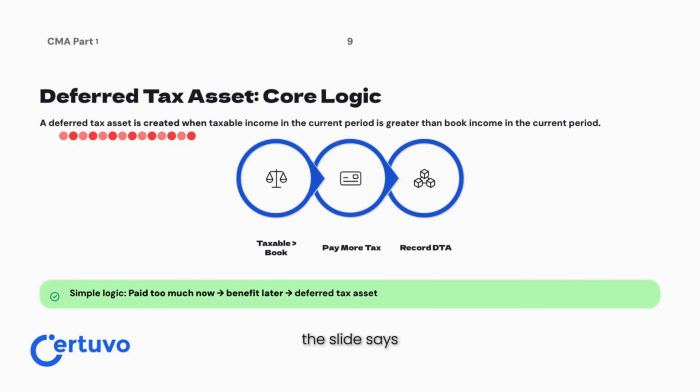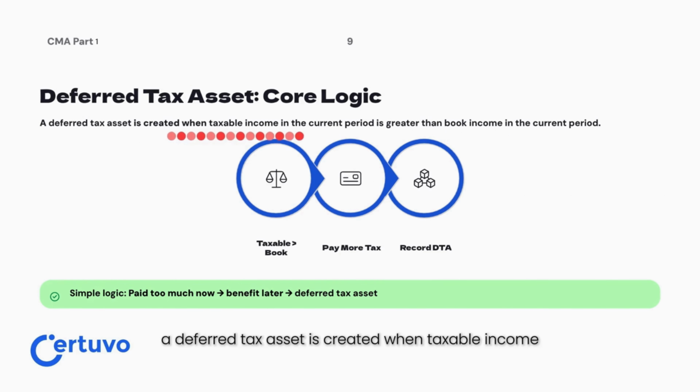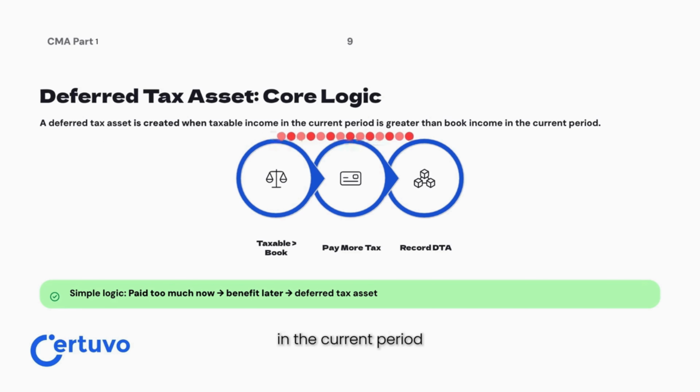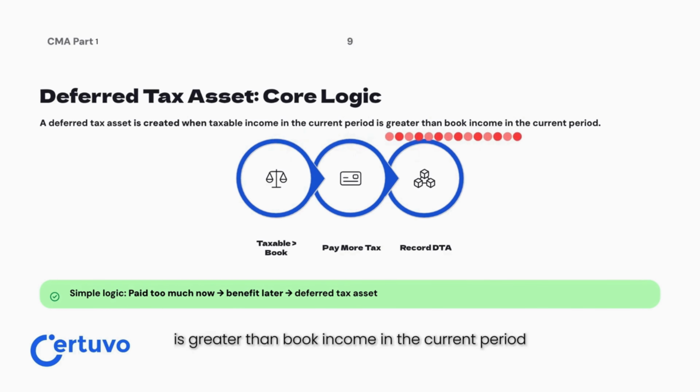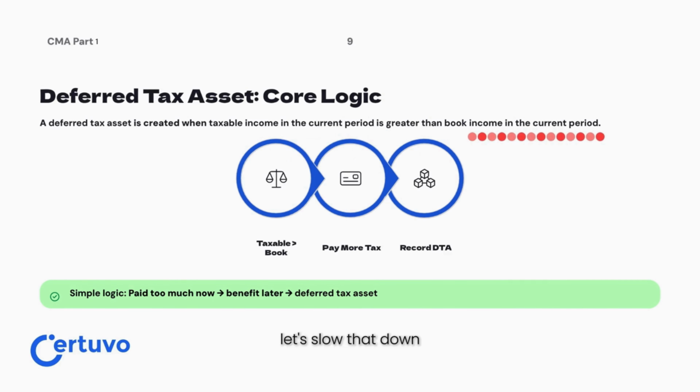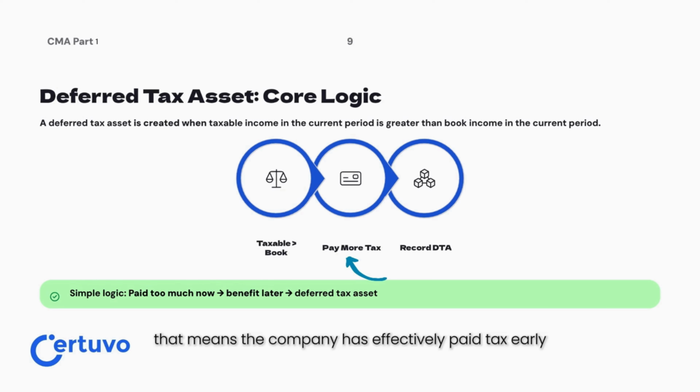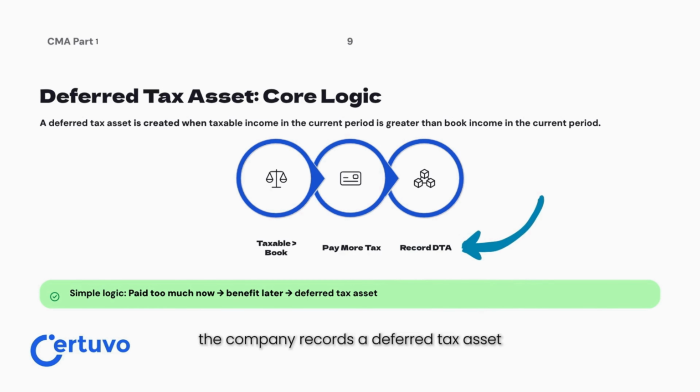The slide says, a deferred tax asset is created when taxable income in the current period is greater than book income in the current period. Let's slow that down. If taxable income is greater than book income, the company pays more tax now than book accounting suggests it should. That means the company has effectively paid tax early. And because paying more tax now creates a future tax benefit, the company records a deferred tax asset.